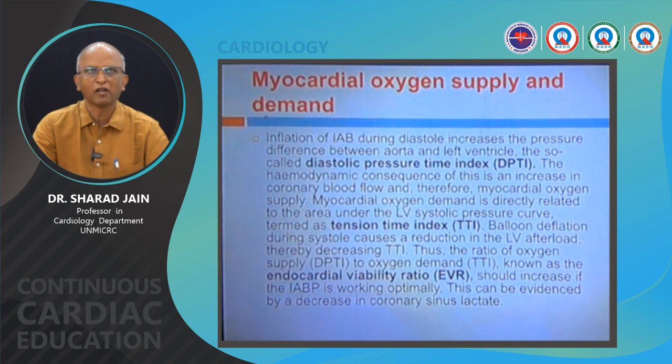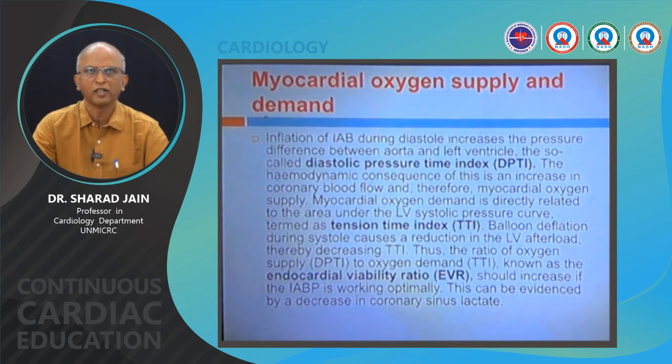So inflation of the IABP during diastole increases the pressure difference between the aorta and the left ventricle, the so-called diastolic pressure time index. The hemodynamic consequence is an increase in the coronary blood flow and therefore myocardial oxygen supply.